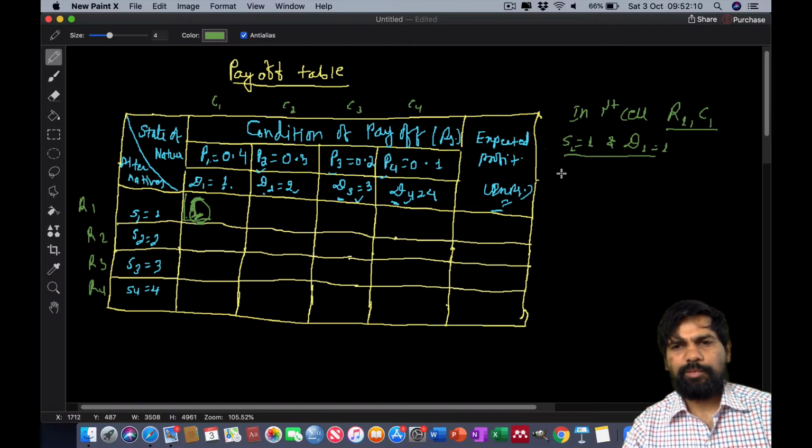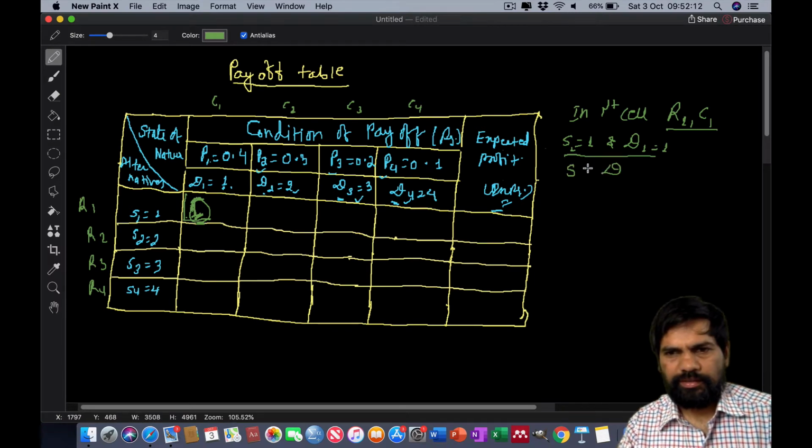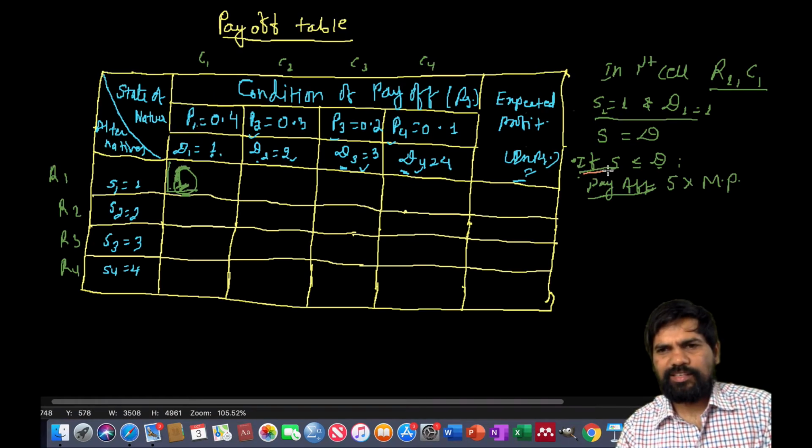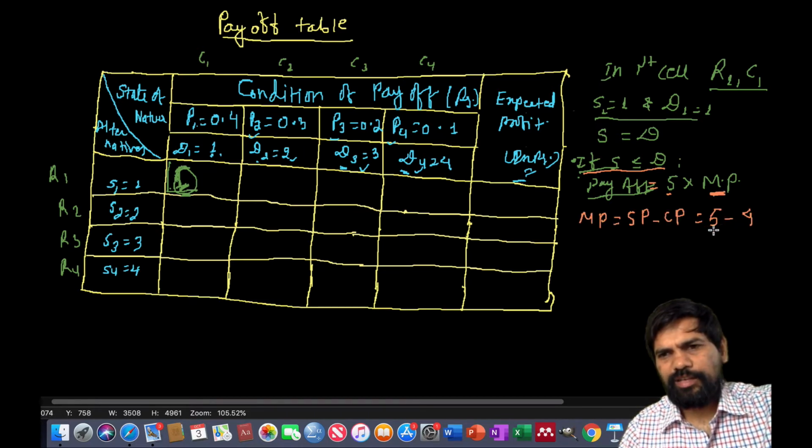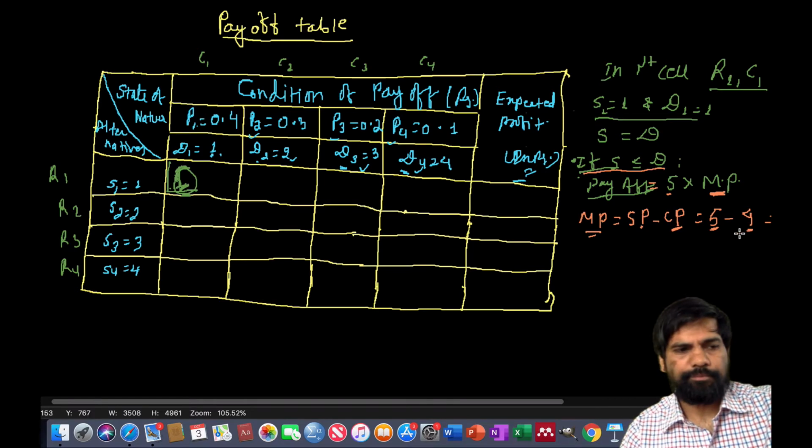Now what happens when supply and demand are equal? When supply is less than or equal to demand, then the payoff value is equal to the product of supply and marginal profit. Here the marginal profit is given in our questions. Marginal profit is equal to selling price minus cost price. Selling price and cost price are both given in our questions. Selling price is 5 rupees and cost price is 4 rupees, and the difference between them is 1 rupee. That's why the marginal profit is equal to 1 rupee.